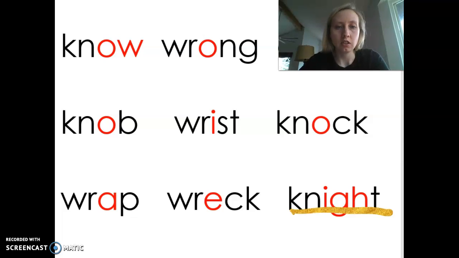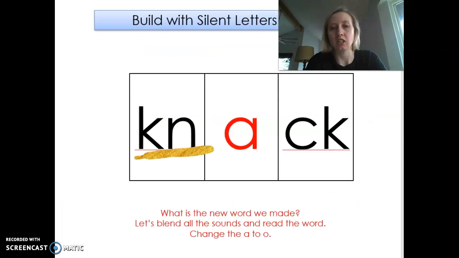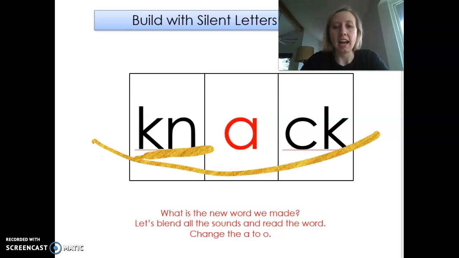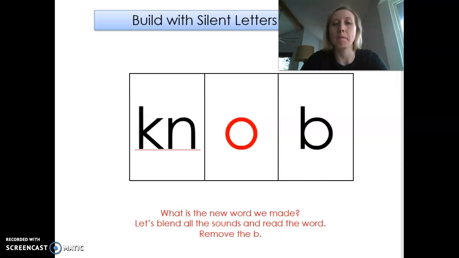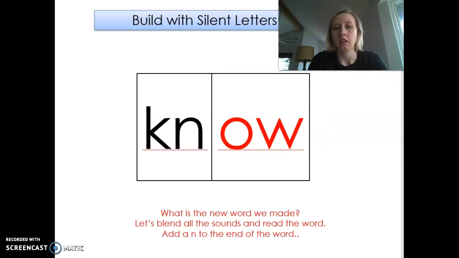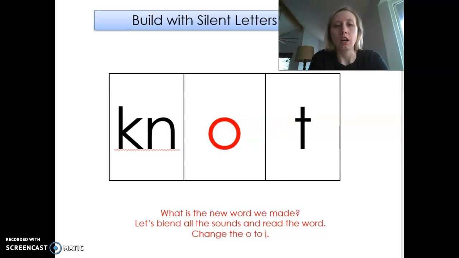Okay, so let's read some of these words. Okay, I'm going to give you 3 seconds. This says 3, 2, 1, knack. Change the a to o. Knock. Change the k to b. So knob. Get rid of the b. Cover it up with your hand. No. Add an n at the end. So known. Change the n to t.